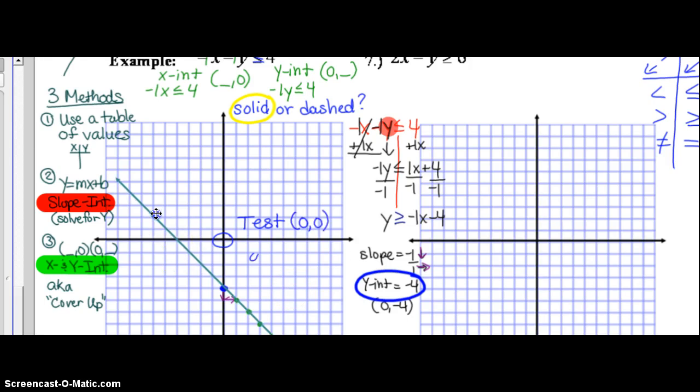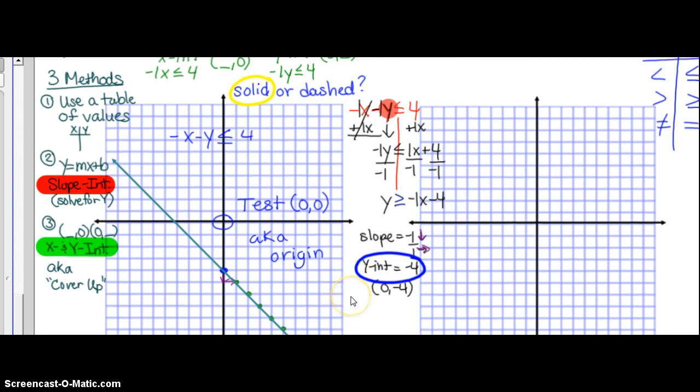Before I'm done, I have to make sure I test (0, 0), or test any point not located on the line. I choose to test (0, 0) because it happens to be one of the easiest points to test, since 0 will cancel out the x and y and make them 0. I ask myself, is 0 less than or equal to 4? Is it to the left of the number line? It sure is. If you're not sure, though, you can always try a point somewhere on the other side of the line. Don't pick one too difficult.